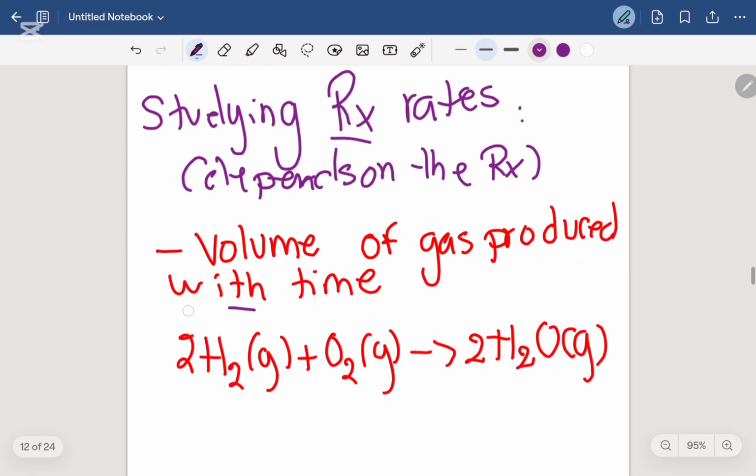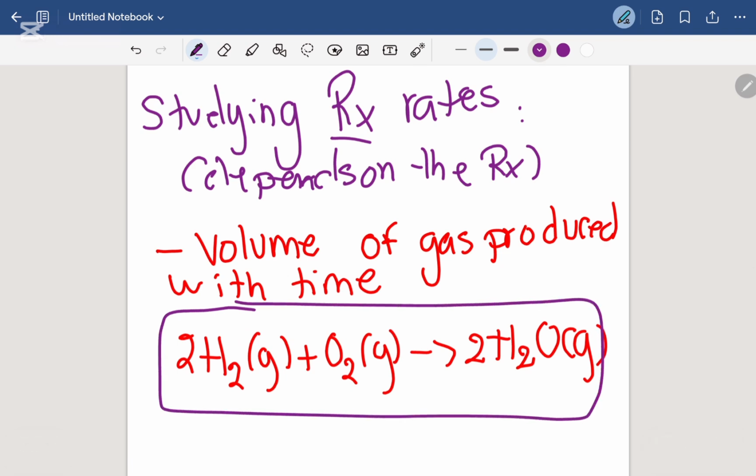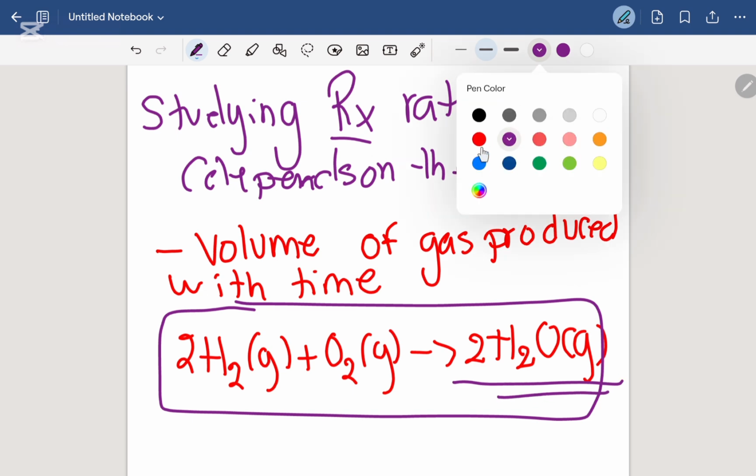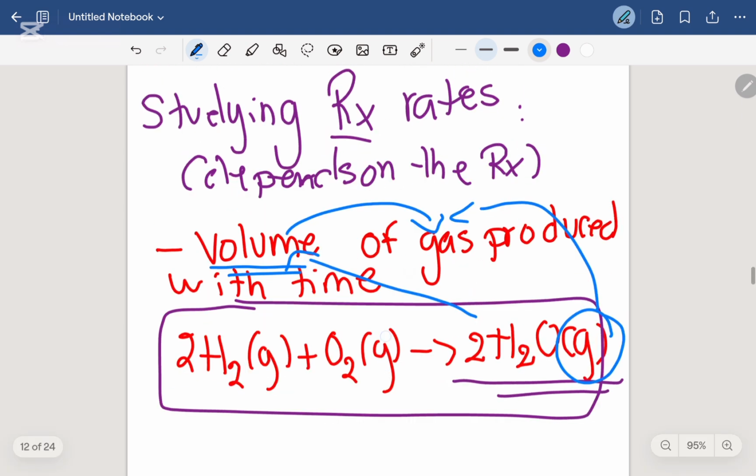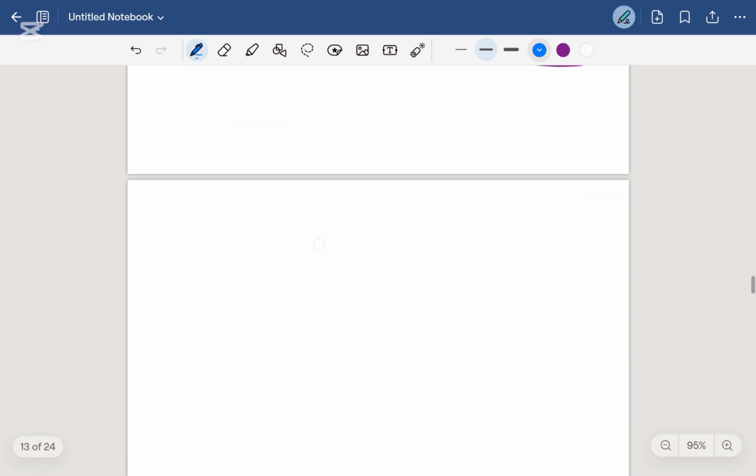To study the reaction rate of this reaction, we have to make sure that, first of all, our products are gaseous. Why? Because we can only measure the volume for gases. So we have 2H2 gas plus O2 gas giving us 2H2O gas. Our product is gaseous, so we can measure its volume. To study this reaction, we can measure the volume of gas produced with time.